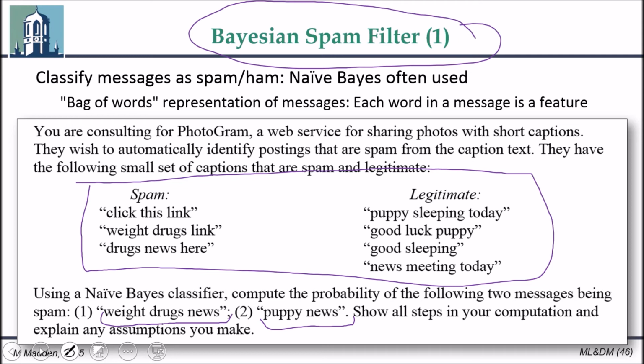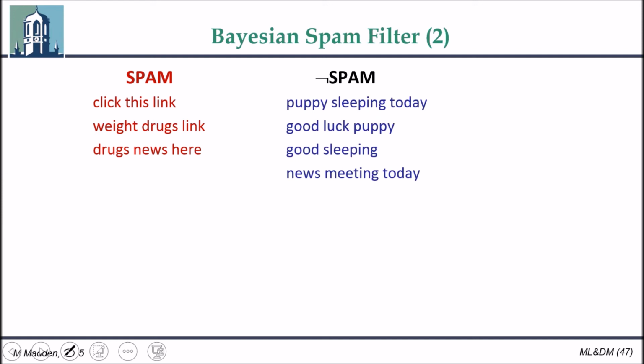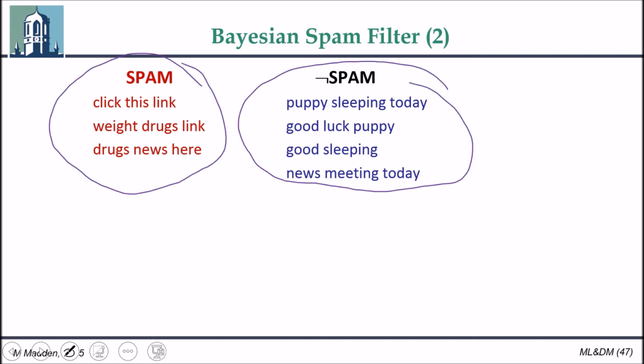Okay, so how could we use naive Bayes to tackle this problem of spam? Well, let's look at the set of messages we had first. The spam messages here and the non-spam messages here. And these are our training data.